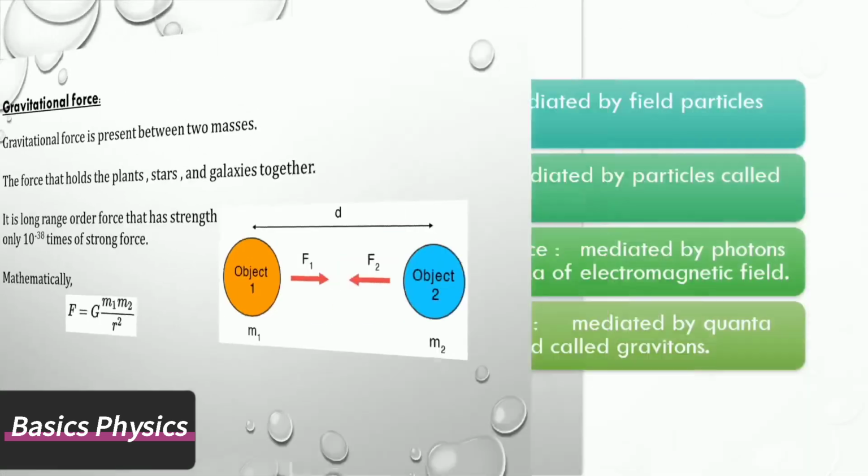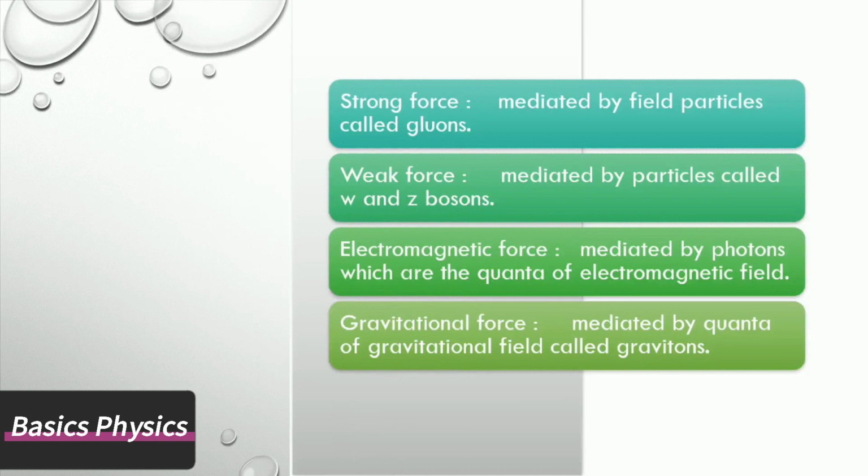Strong force is carried by field particles called gluons. Weak force is carried by particles called W and Z bosons. Electromagnetic force is mediated by photons, which are the quanta of the electromagnetic field. Gravitational force is mediated by the quanta of the gravitational field, called gravitons.